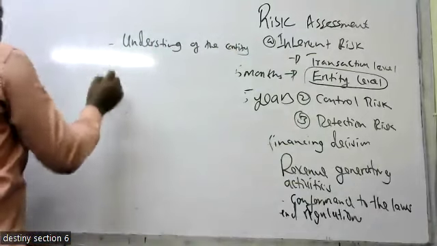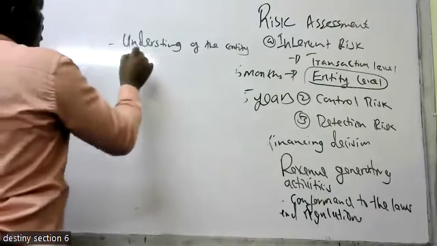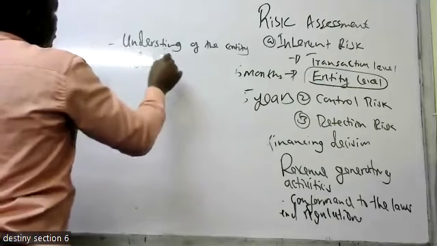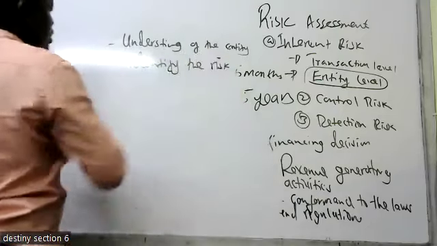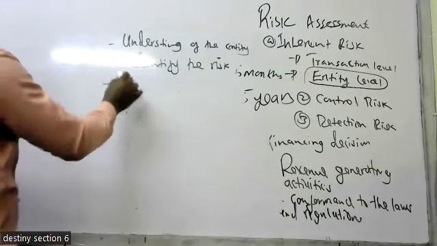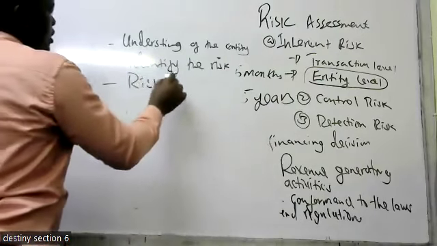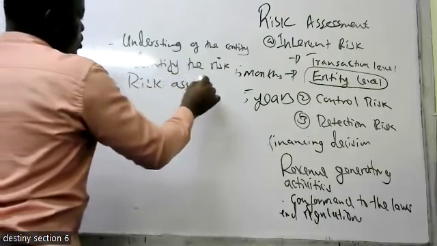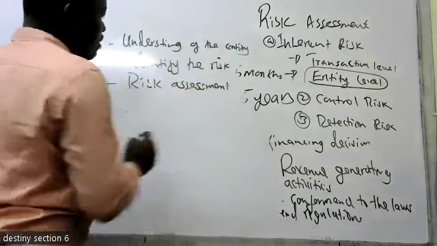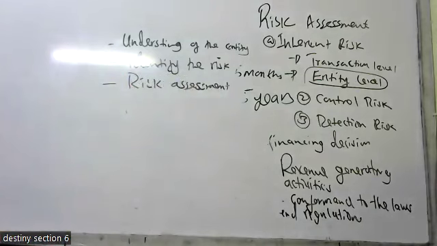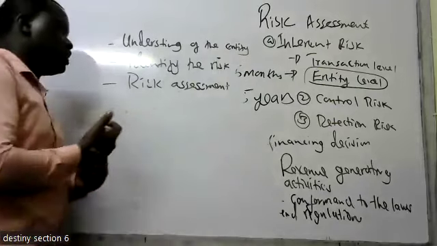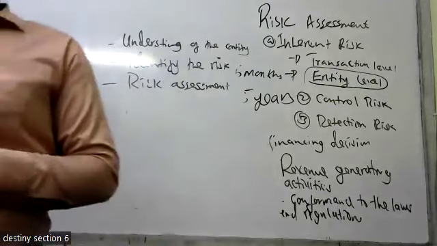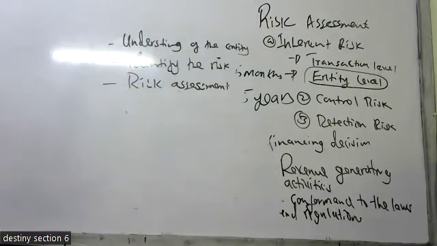The next one is to identify the risk. After you identify the risk, you can do risk assessment. In risk assessment, you try to establish how much can be suffered by the entity should those particular risks occur, and to what extent they are likely to affect the entity.